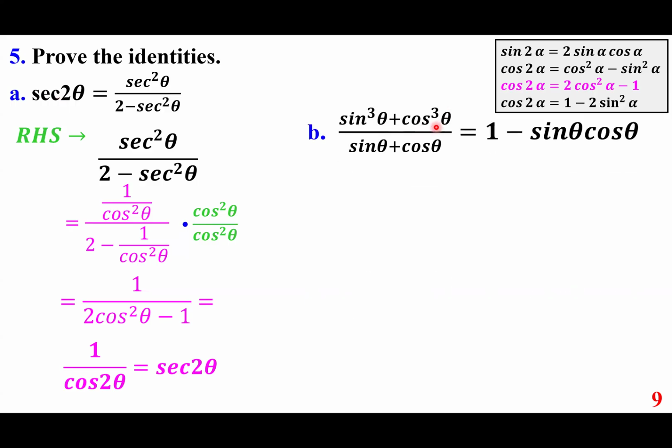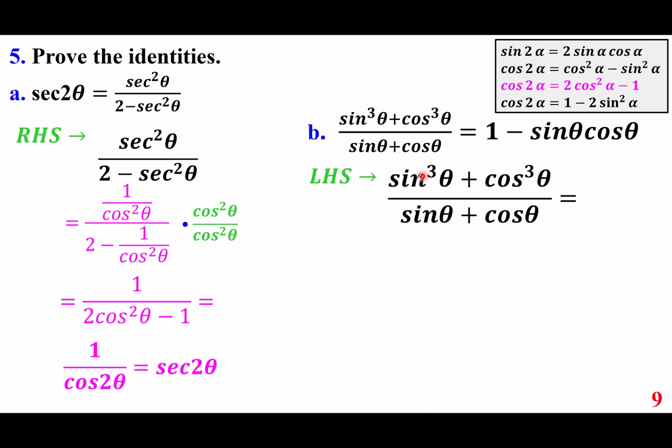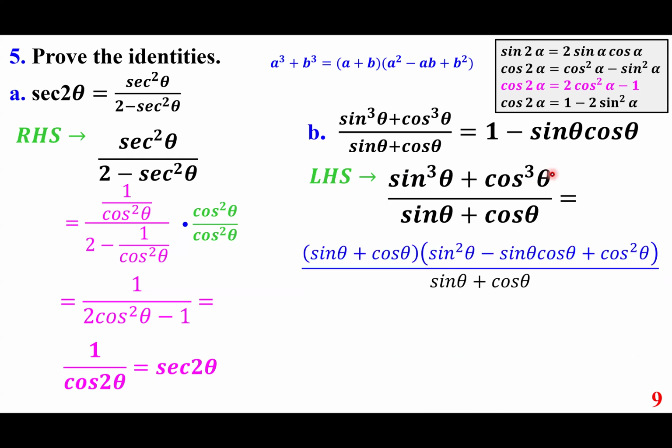Sine cubed theta plus cosine cubed theta over sine theta plus cosine theta is 1 minus sine theta cosine theta. So clearly this is more complicated. We start with the left-hand side. And we notice the top follows a cubed plus b cubed. A cubed plus b cubed is a plus b times a squared minus ab plus b squared if we factor. So the top becomes sine theta plus cosine theta times sine squared minus sine theta cosine theta plus cosine squared theta. The bottom remains unchanged.